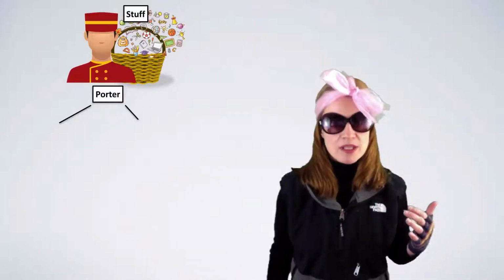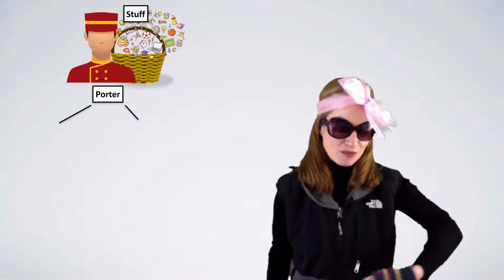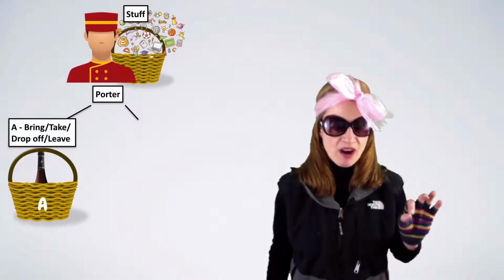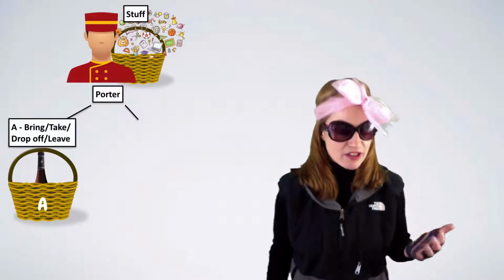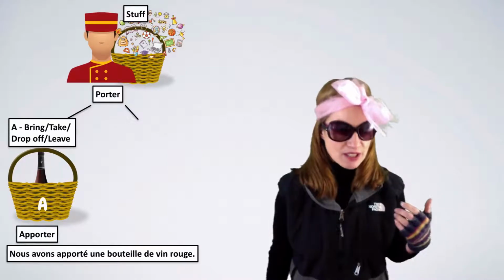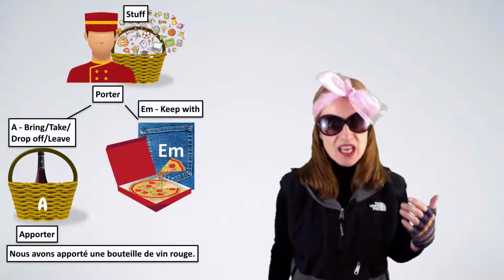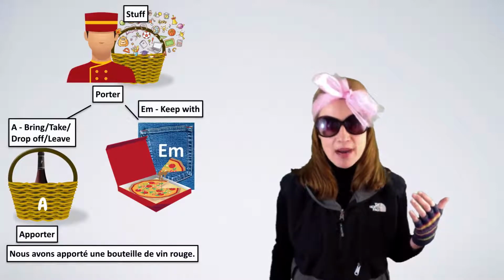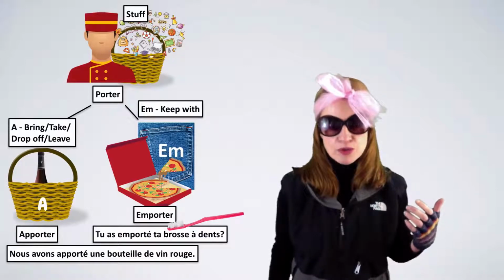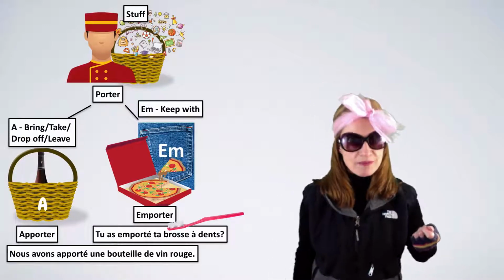So summary, if you are taking things, you're taking stuff, you use porter because a porter carries stuff in the basket. Porter. So which verb do we use if we are dropping off things or bringing things and leaving them behind? If we're dropping things off, it's got the A prefix. Apporter. Nous avons apporté une bouteille de vin rouge. Okay. If you're keeping it with you, you have the M prefix. The verb will be emporter. Tu as emporté ta brosse à dents? Did you bring your toothbrush with you?